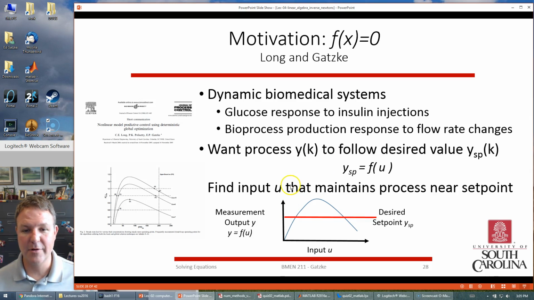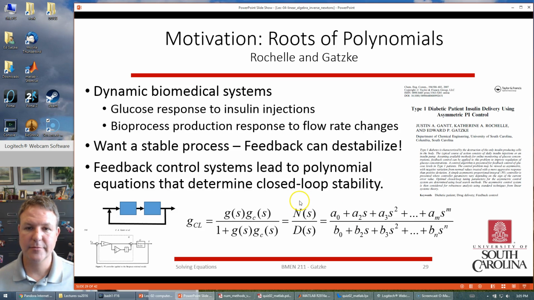And again, why are we doing this? Here's another research paper with some graduate students where we had these types of nonlinear functions. We're trying to find solutions to this problem. How do we run our reactor for our system by changing flow rates so that we get to the desired set points?